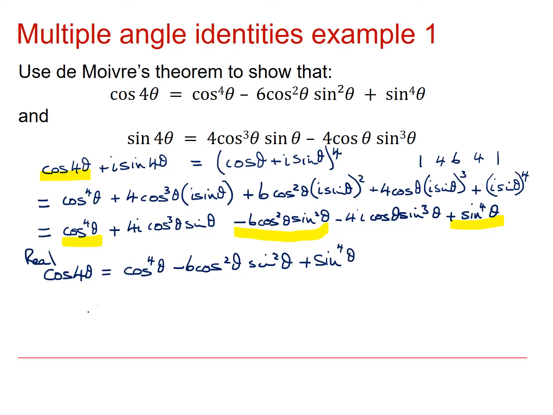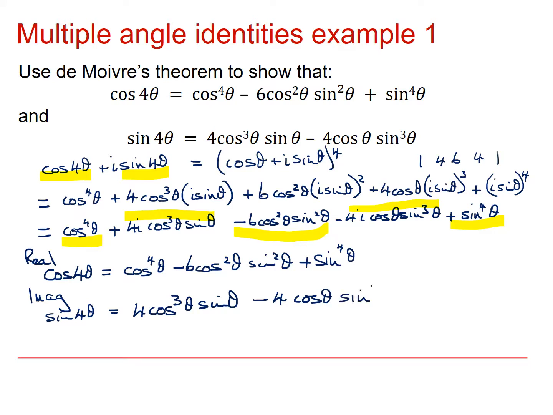And for the imaginary parts, if I look at those, well, the coefficient of i on this side is just sine 4 theta, and the ones that involve i are here and here. So I'm going to get sine 4 theta is equal to the coefficient of i here, which is 4 cos cubed theta sine theta minus 4 cos theta sine cubed theta.